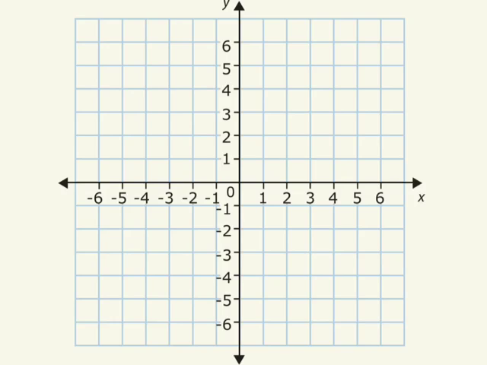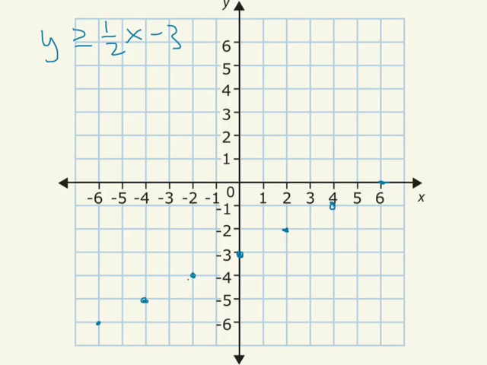Alright, so we have y is greater than or equal to 1 over 2x minus 3. So our y-intercept again is negative 3, so I'm going to put my dot right there. My slope is 1 over 2, which means I'm going to go up 1 over 2, up 1 over 2, up 1 over 2, and let me just extend that down here also. So we have a nice long line.